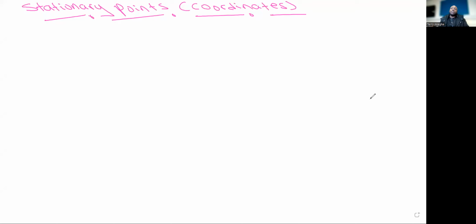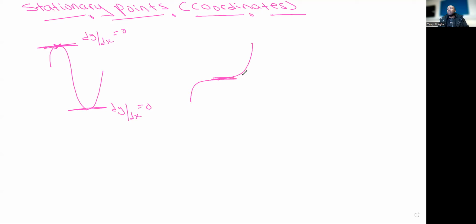All right. So what is a stationary point? If you have a particular curve, let's pick this curve. The point here where dy over dx is equal to 0. So at this point here, dy over dx is equal to 0. This is our stationary point. Or you could have one like this at this point here as well. These are what we call stationary points.